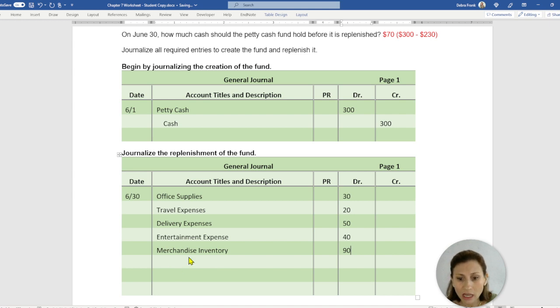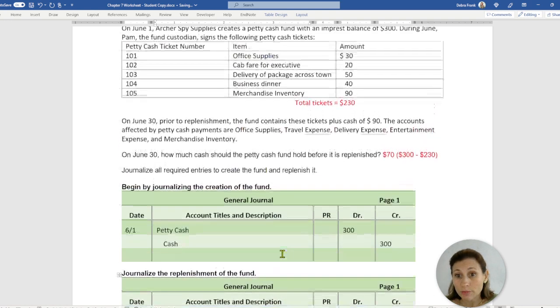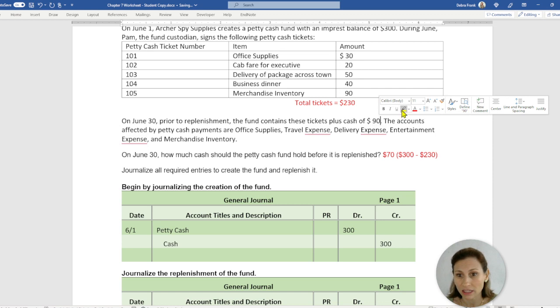And then next, we want to figure out how much cash is needed to replenish the fund. If we remember, there was $90. They went and counted, I'm going to highlight this. They counted $90 actually in the fund. Should have been 20. So we have an overage. Don't worry, we'll do a journal line item for that overage.